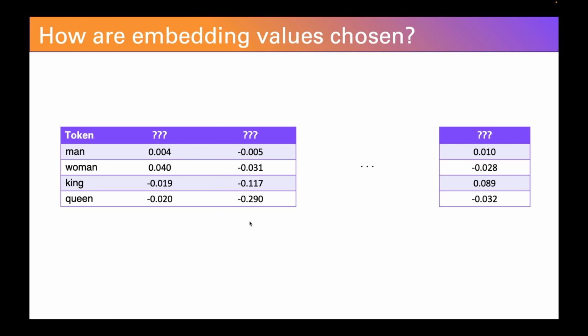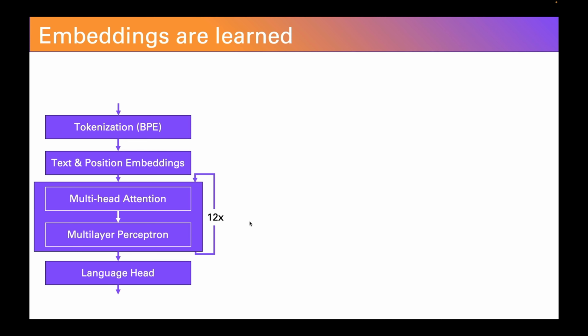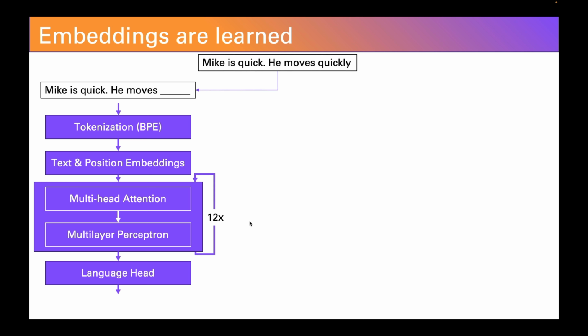By now, you're probably wondering how the embedding values are actually chosen. The somewhat unsatisfying answer is they're just learned by the computer during the training process. So the training process consists of taking text from, say, the internet or books or a variety of other sources and taking words out and then asking the large language model to predict the completion.